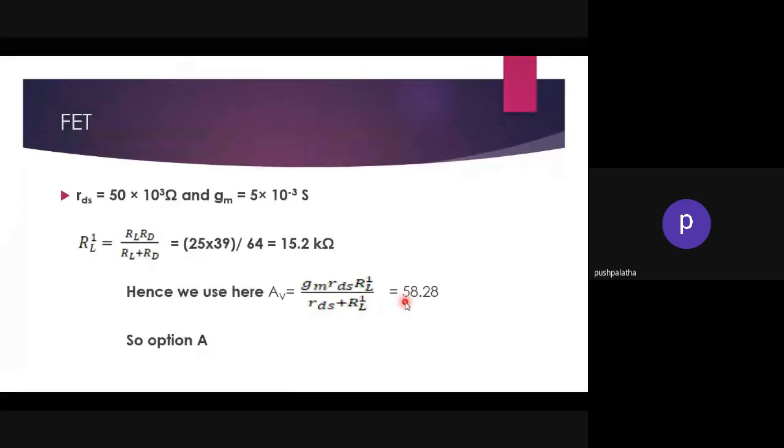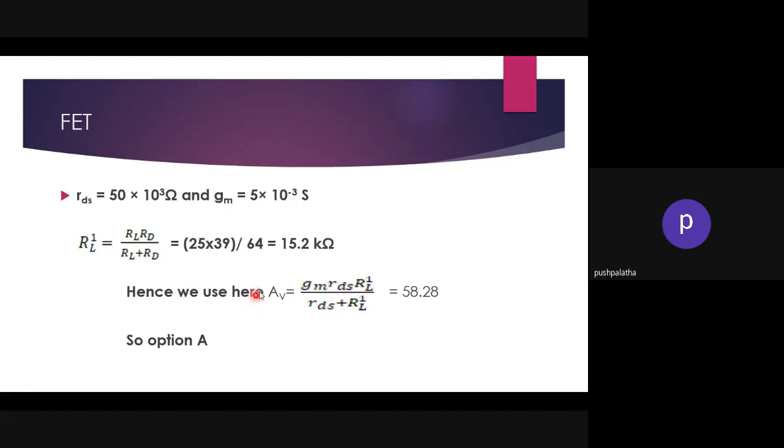RDS they had given as 50 × 10^3 ohms, and RL we got as 15.2 kilo ohms. So the option is A. This was asked in an ISRO question, from the ISRO question paper. So it is option A.